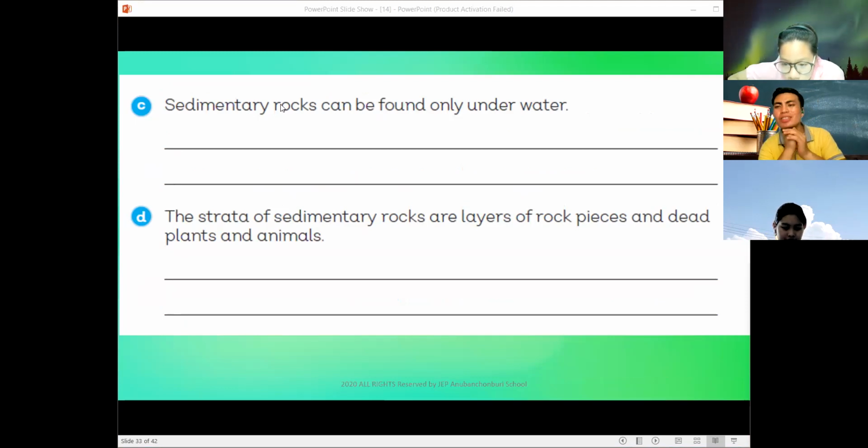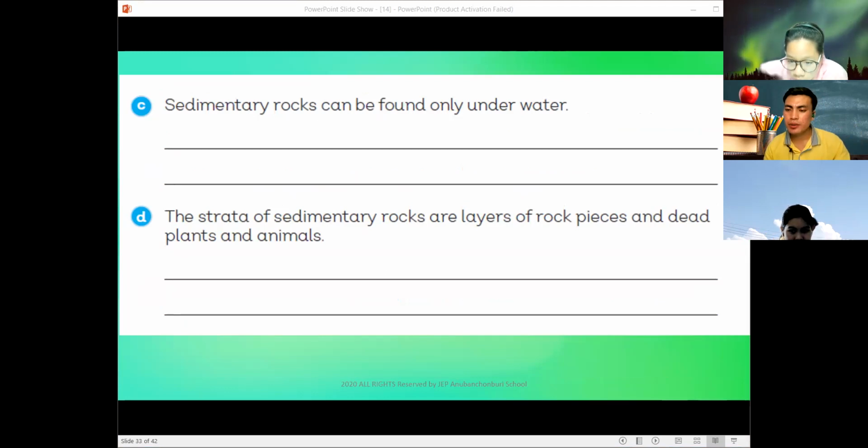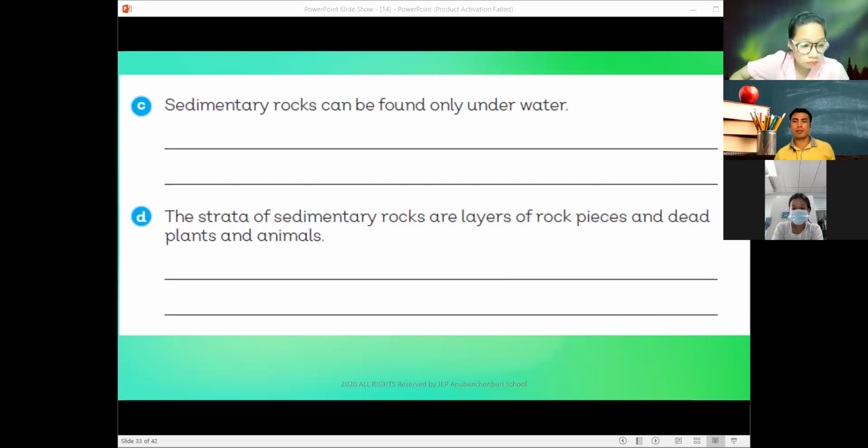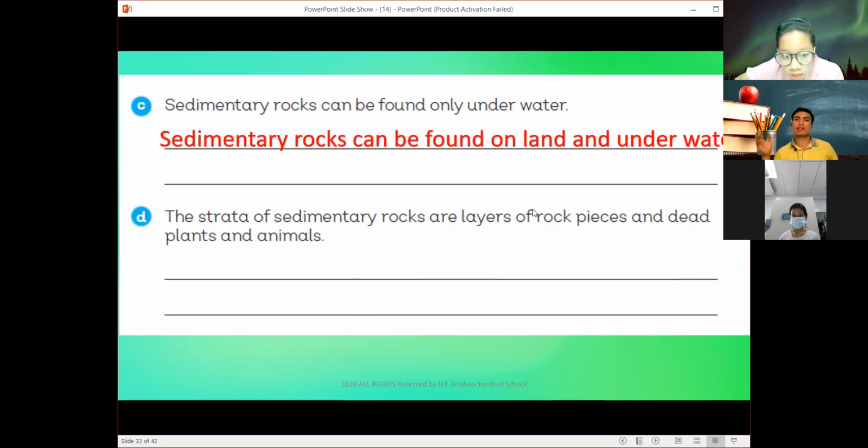False. What is the correct sentence here? Anybody? Number 32, do you want to answer? What makes it false? Come on, go ahead. Anybody? Yes, Pirapong. Sedimentary rocks can be found on land and underwater. Very good. Sedimentary rocks can be found on land and underwater. Okay, thank you. What about letter D?